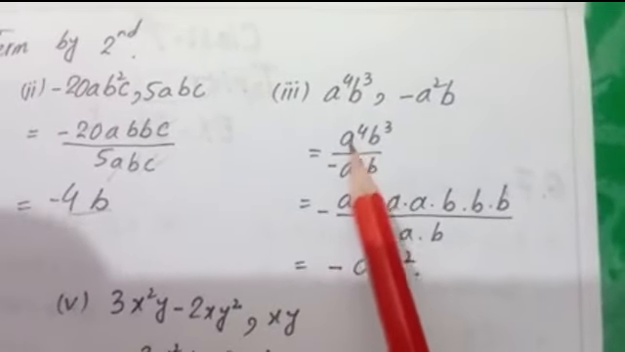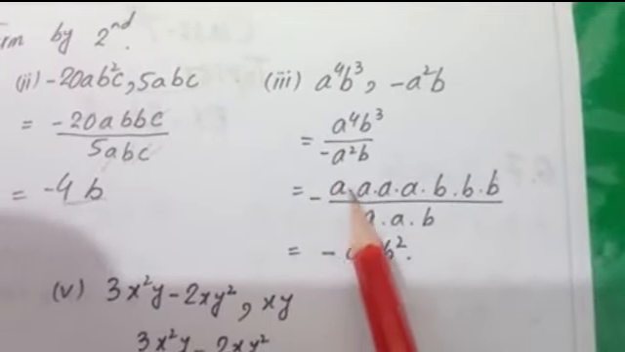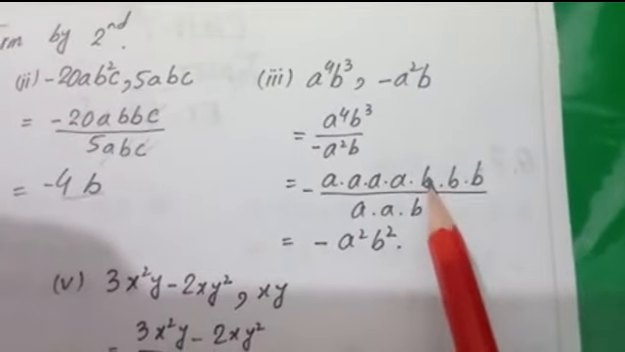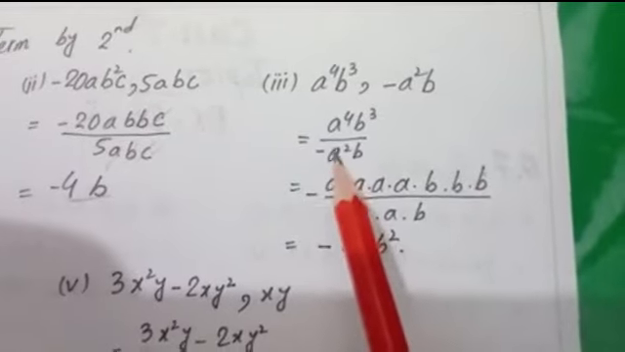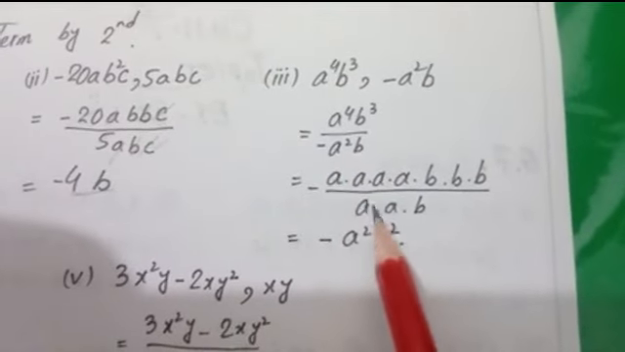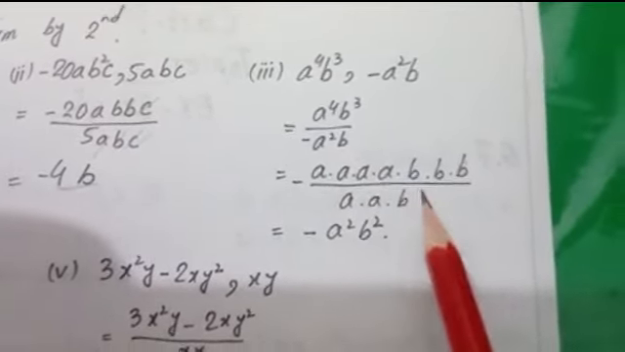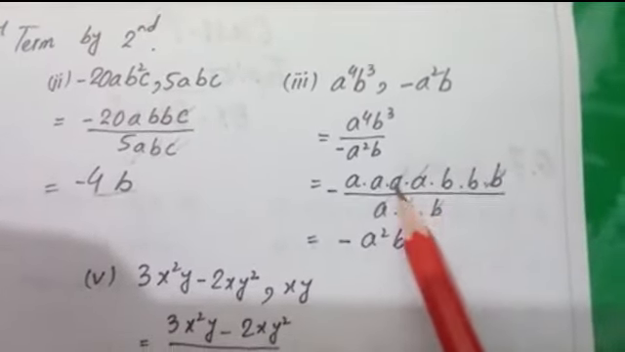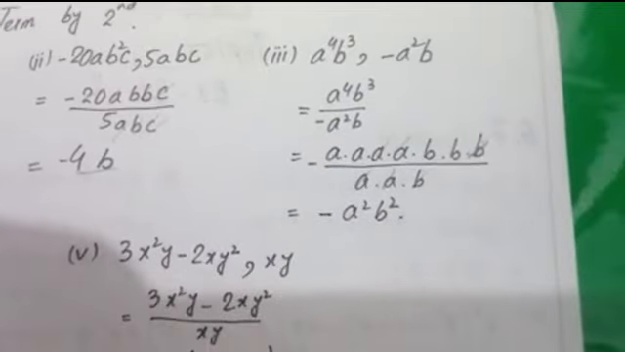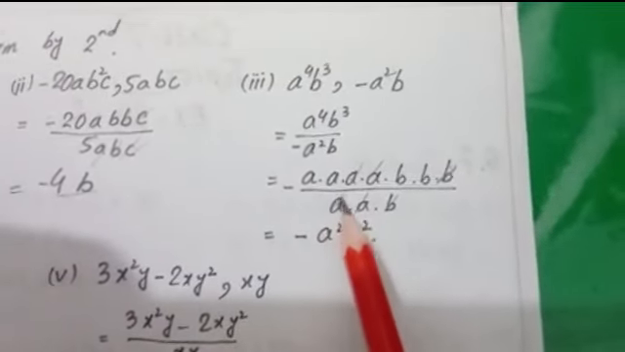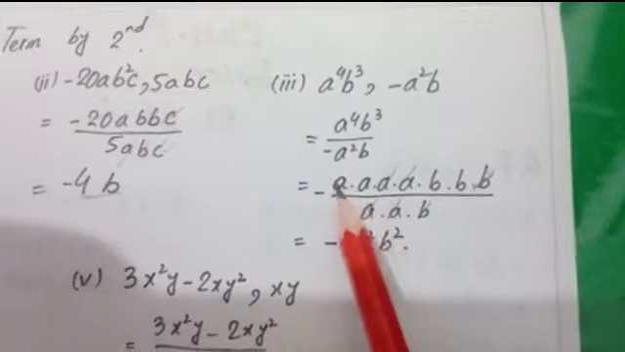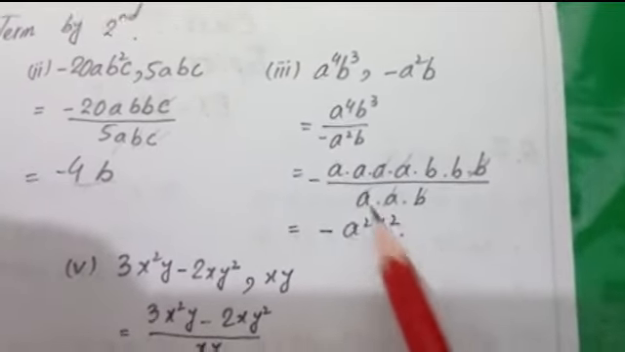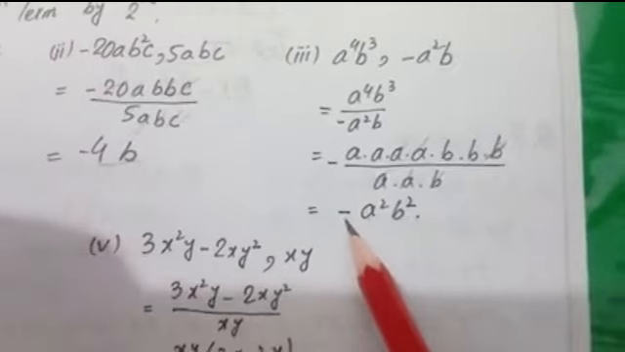Now expand this term. a^4 means 4 times a, so we have written 4 times a. b^3 means 3 times b, so write it 3 times, divided by minus a^2, 2 times a, and b. Now cancel similar terms. b will be cancelled, a will be cancelled, and when numerator and denominator have similar terms, these will be cancelled. Now we are left with this a and this a, that is a^2, and 2 times b, that will become b^2 with this minus sign.